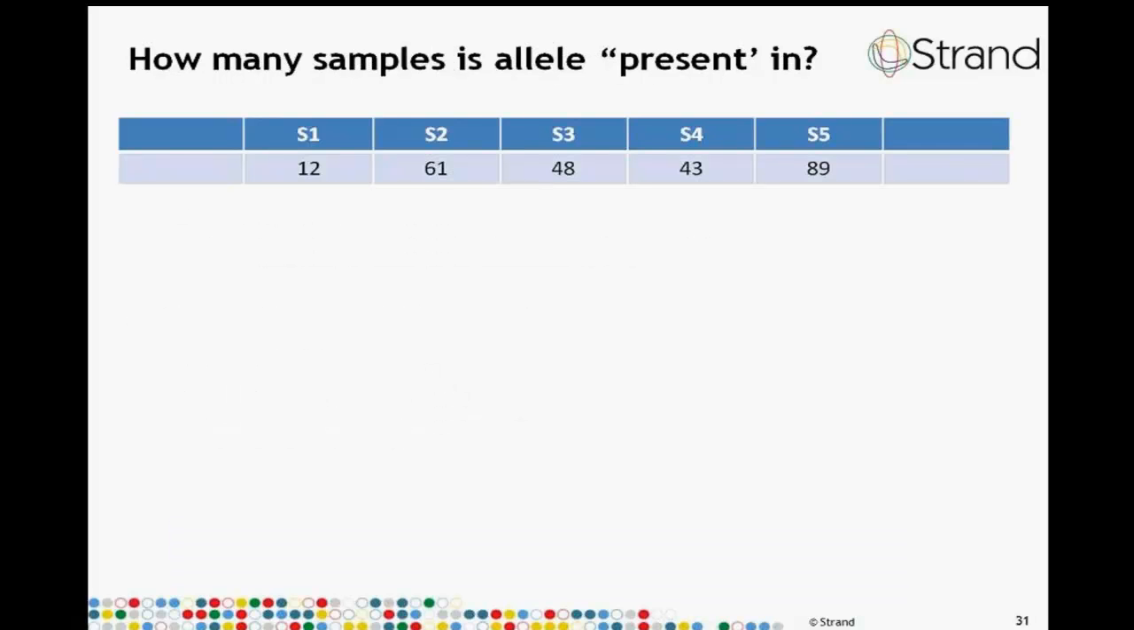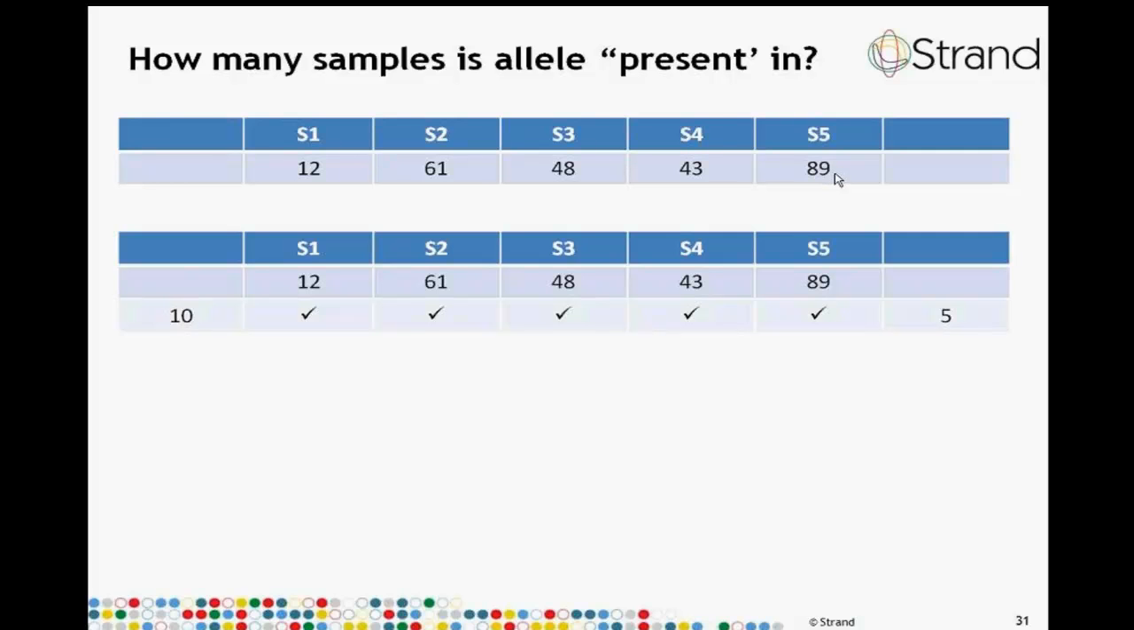So with that in mind, suppose we have a variant allele, and we have the percentage of reads which support that allele in 5 different samples. So let us say there is a specific variant allele, and it has 12% supporting reads in sample 1, sample 2 has 61% supporting reads at that location, sample 3 has 48, sample 4 has 43, and sample 5 has 89. So in how many samples would we say that the allele is present? That really depends on what our supporting read threshold is. For instance, if the supporting read threshold is only 10, then we would consider that allele to be present in samples S1, S2, S3, S4, and S5.